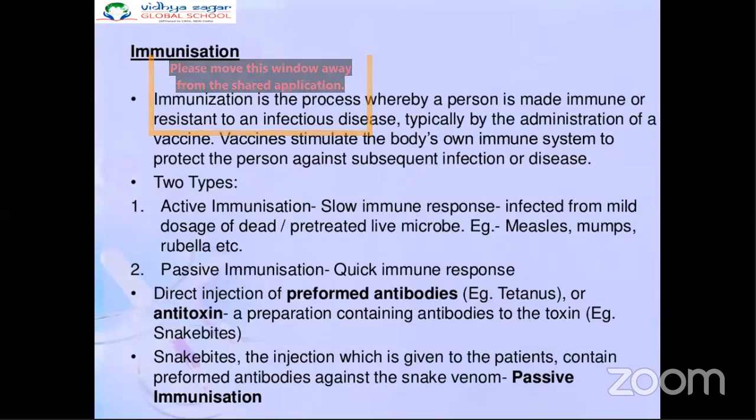Here, one more example for passive immunization: snake bites. The injection which is given to the patient contains preformed antibodies against the snake venom. So against the snake venom, the preformed antibodies will be available and will be injected to the infected person. Okay, that is passive immunization.